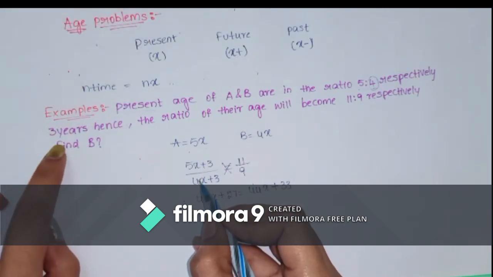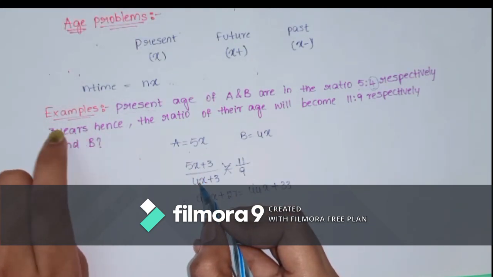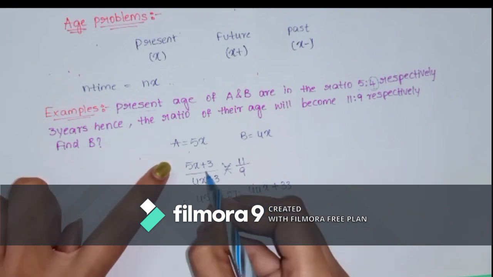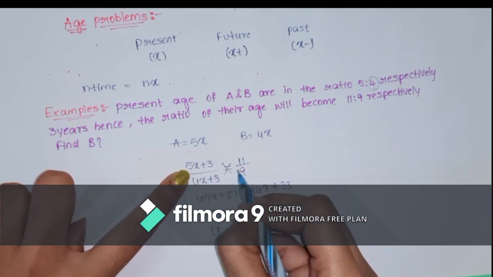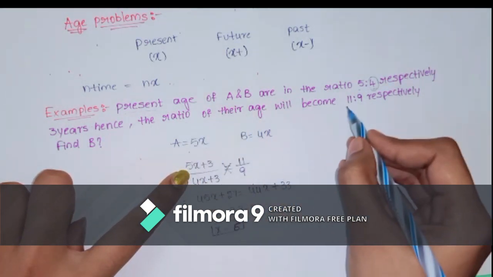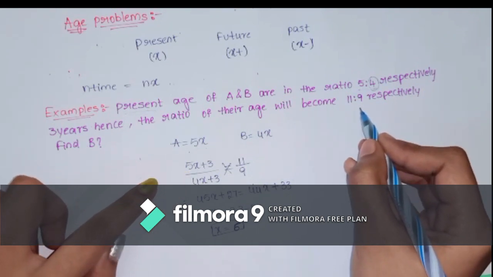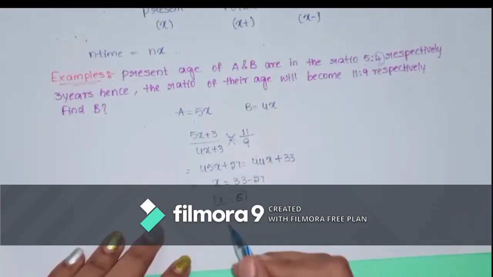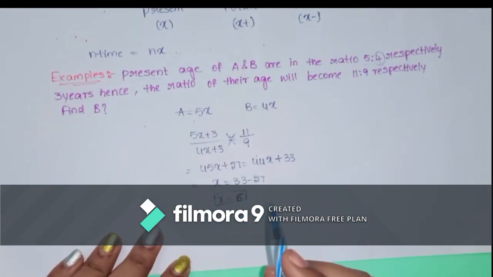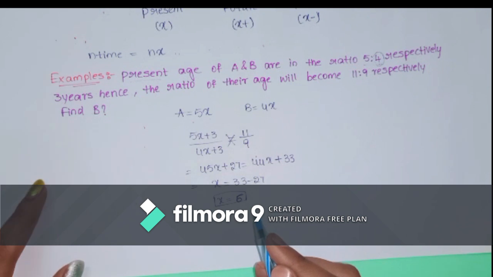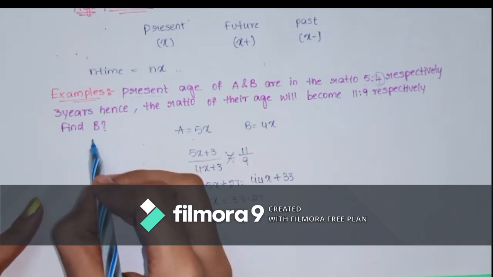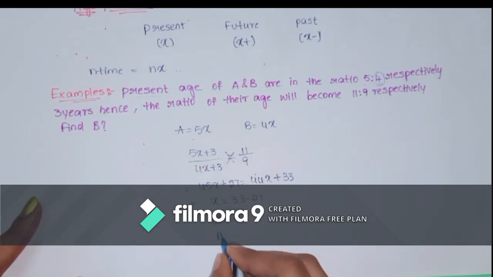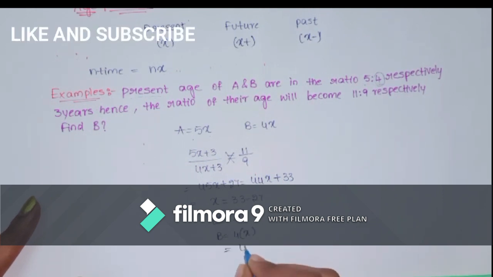Now we should write 3 years hence. If they give 3 years hence, you directly write plus 3. And is equals to respective ratio is 11:9. 11:9 means 11 by 9. If you cross multiply, you'll get this. After doing this, read the question once or twice. Then you can understand easily. Here, find B. To find B, we should substitute x in this B. 32.